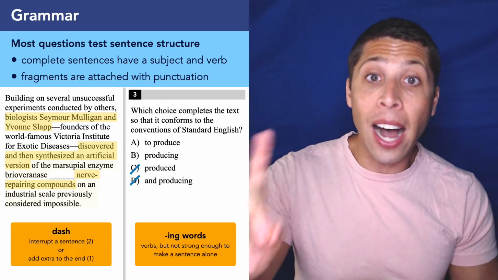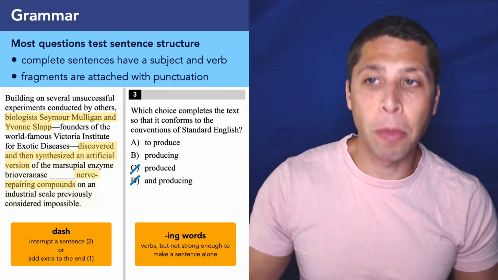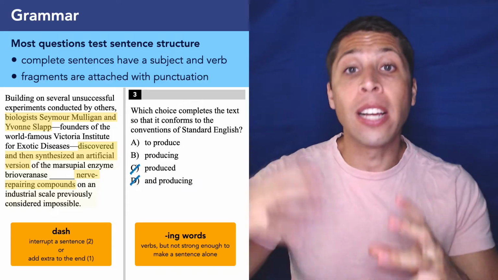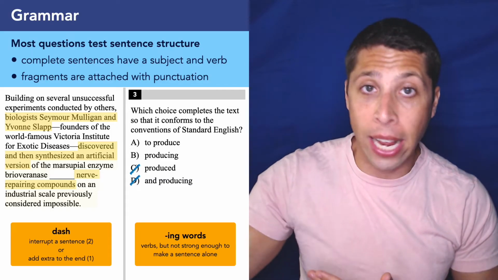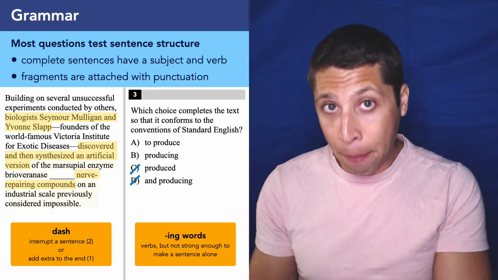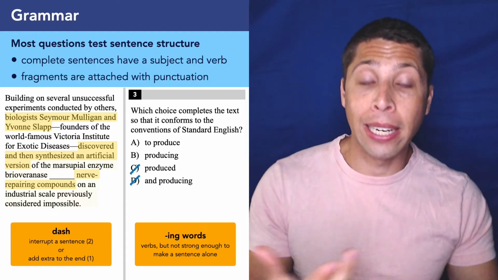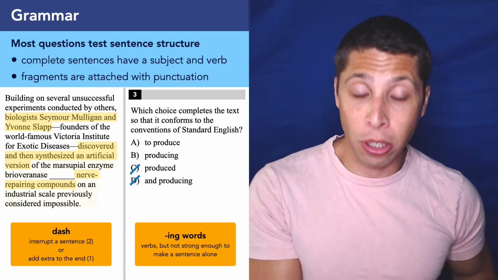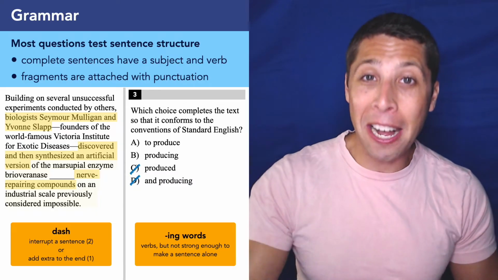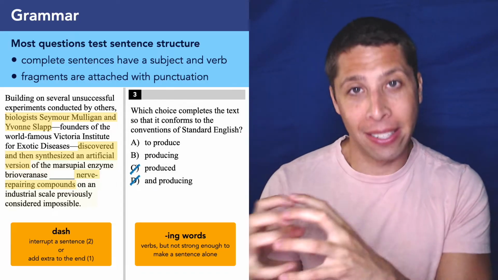So we can see the ing at work at the beginning of this sentence, right? Building on several unsuccessful experiments conducted by others. That's a very classic way of using ing words to lead into something else or provide extra information without being a sentence on its own. And that's what would happen if we chose choice B. Producing nerve-repairing compounds would be this kind of extra clause. But in order to say that, we would need a comma before producing to attach it to the main sentence.